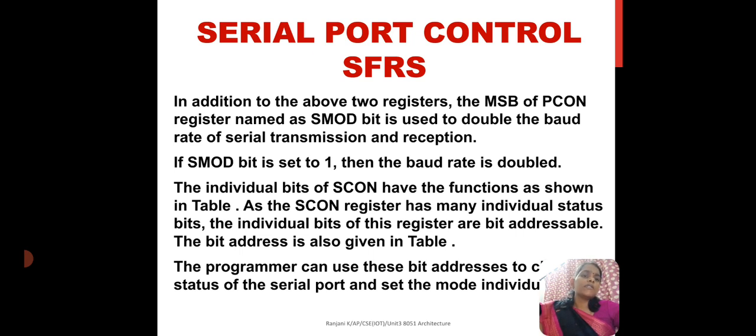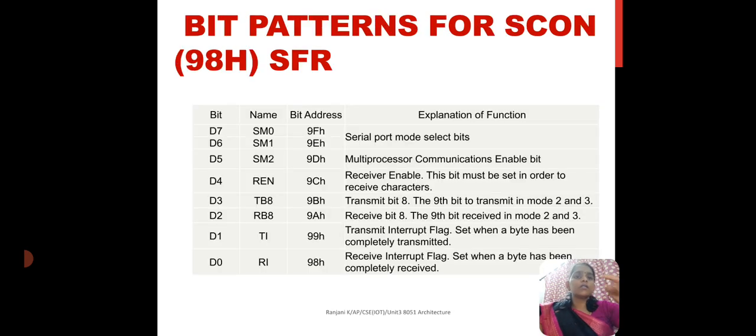The individual bits of SCON have functions that are shown in the table. The SCON register has many individual status bits, and this table indicates the bit pattern of SCON. SM0 and SM1 are the serial port mode select bits, SM2 is the microprocessor communication enable bit, REN is the receiver enable, TB8 is transmit bit 8, RB8 is receive bit 8, TI is the transmit interrupt, and RI is the receive interrupt, from D7 to D0.